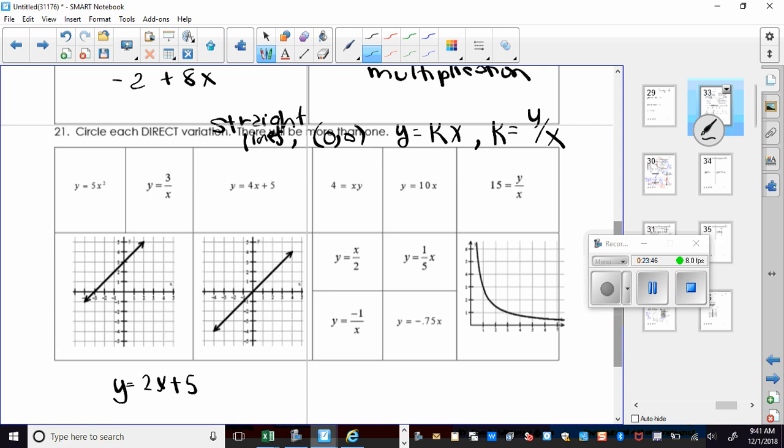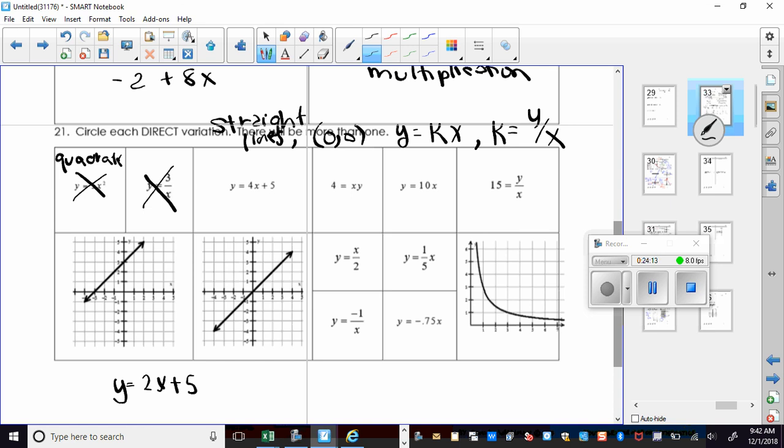The first one says y equals 5x squared. This x term is squared, so this is not a direct variation. This is a quadratic. Y equals 3 divided by x. This is not a direct variation. The x term is never, ever divided, never divides a number.